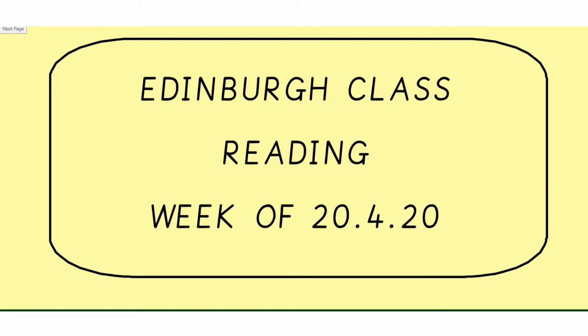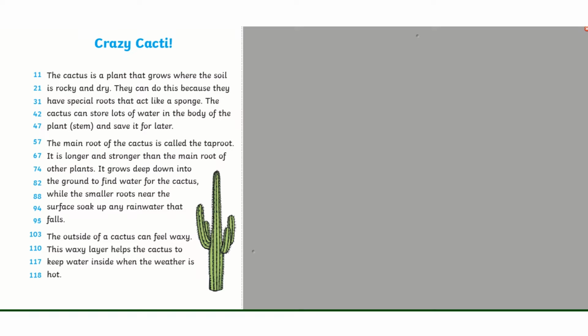So we're going to have a look at two different reading pieces. You might decide to do both of these in this lesson, or you might decide to do one today and one a different day, and that's absolutely fine. So the first one is about crazy cacti. Pause the video while you read this information about the crazy cacti.